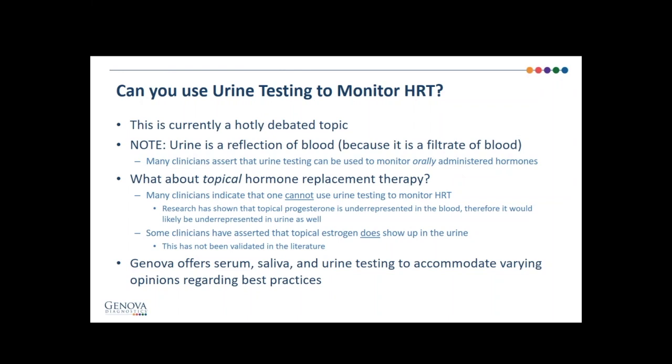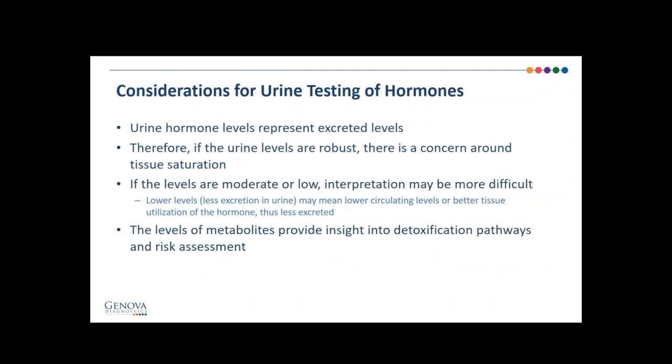Genova offers serum, saliva, and urine testing to accommodate varying opinions regarding best practices. So we'll always offer you these options based on what you feel is best as far as a protocol for your specific patient. So, consideration for urine. Urine hormone levels represent excreted levels. It's what you're excreting. Therefore, if the urine levels are robust, there's a concern around tissue saturation.